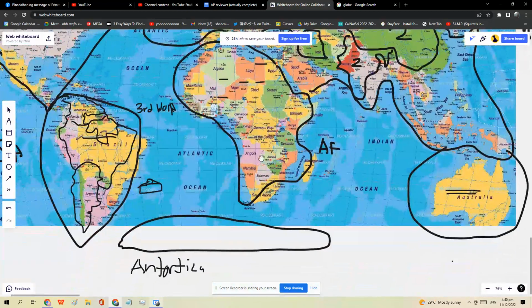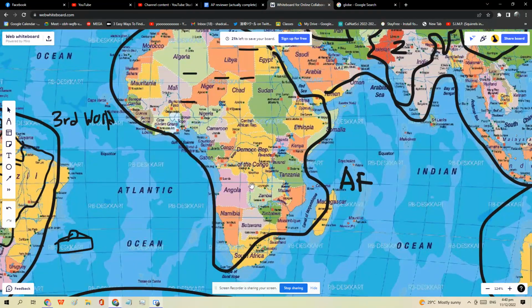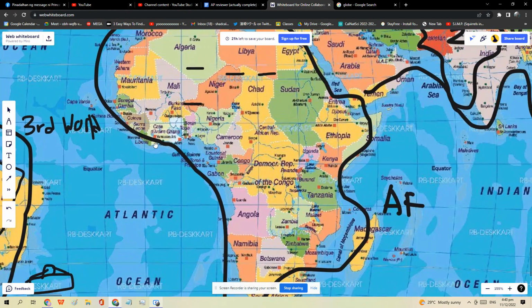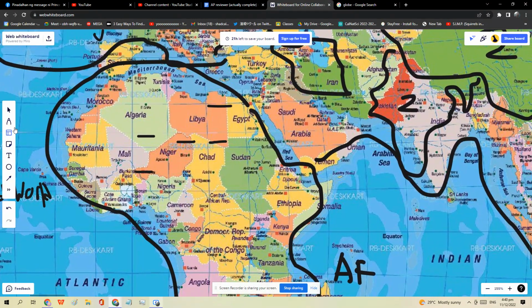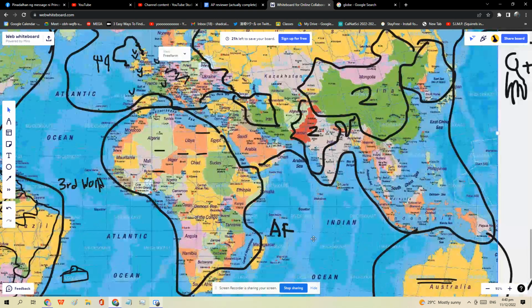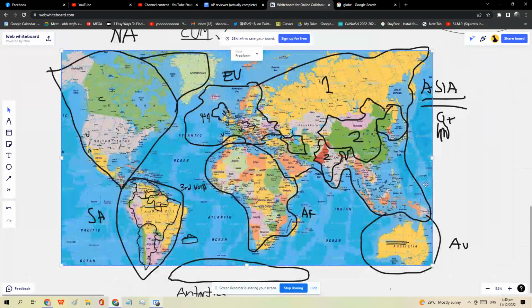And then Africa, a place with very unique names like Egypt. Wait, let me align it properly first.